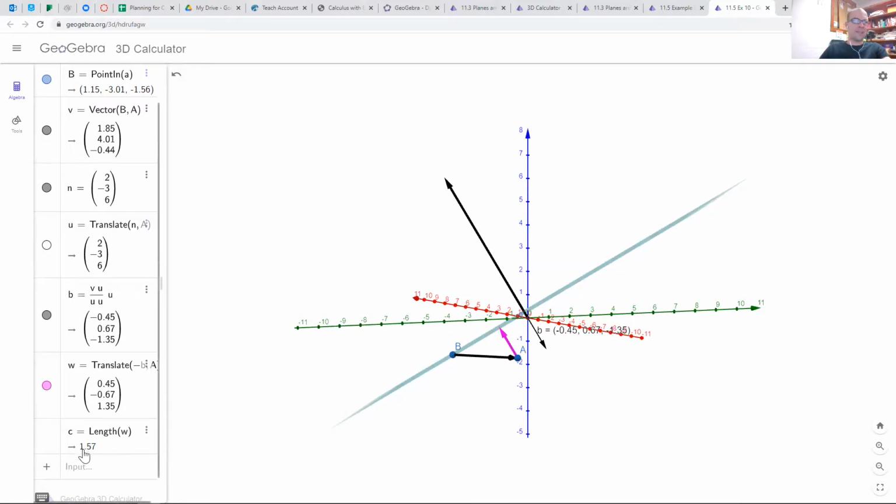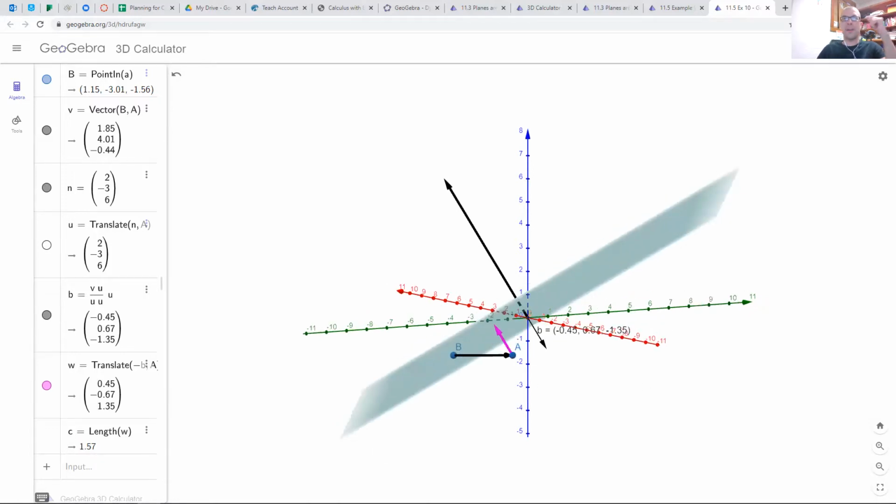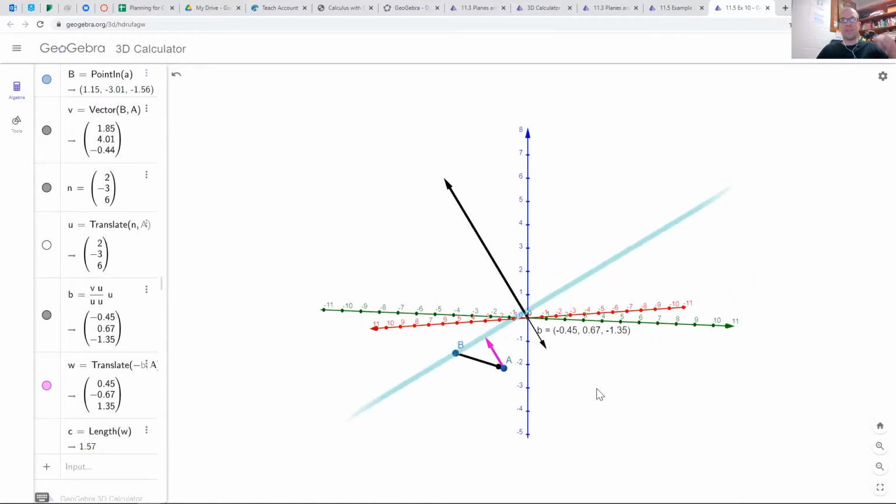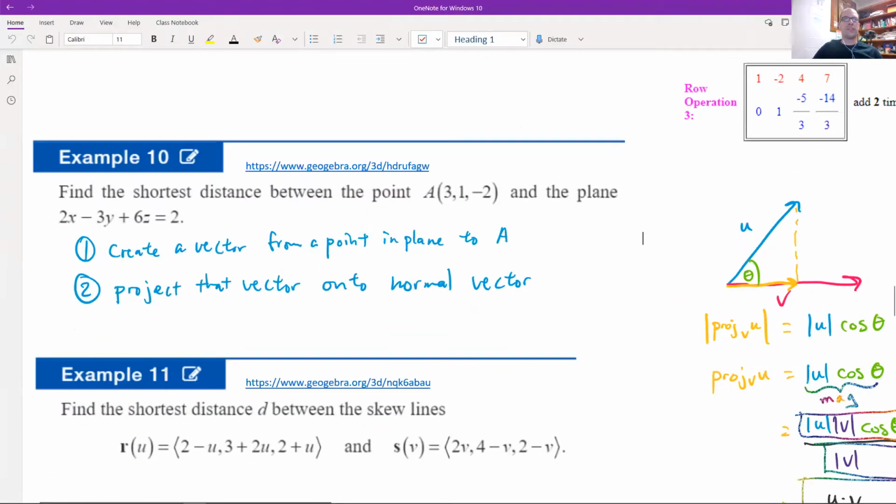And the length of that is about 1.57. You need a square root in order to actually get the exact answer. But that's just distance formula. You guys know how to do that. So yeah, you can find the shortest distance. The distance would be just the magnitude of that vector, the projection onto the normal vector.